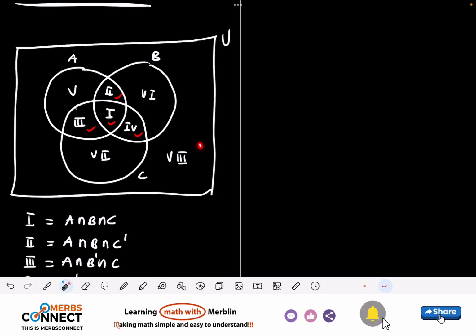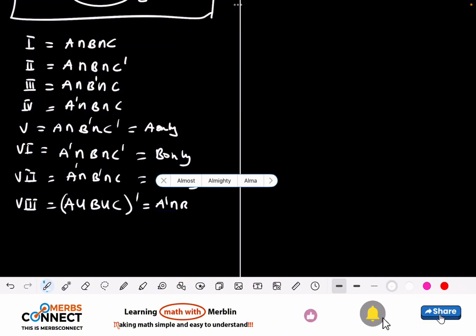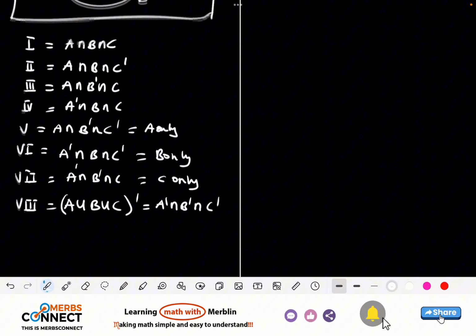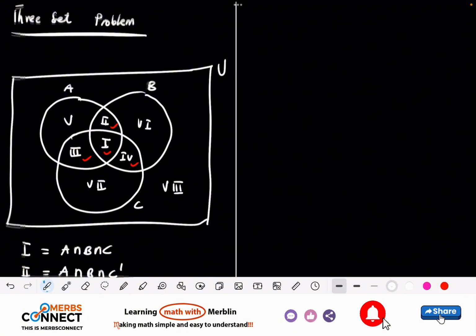union C. Then we find a complement that will give us this. So we need to combine all the elements in A, B, and C and find a complement. And using De Morgan's law, this is the same as A prime intersect B prime intersect C prime. So this will be the three set problem.